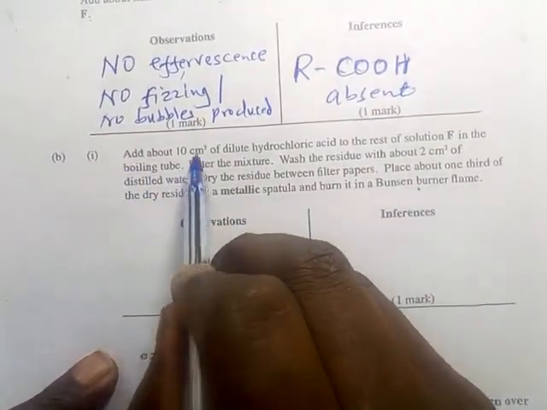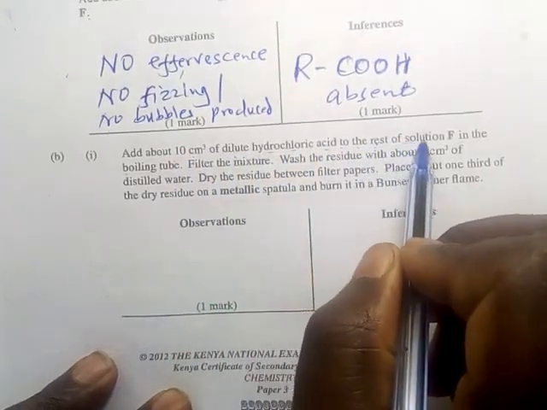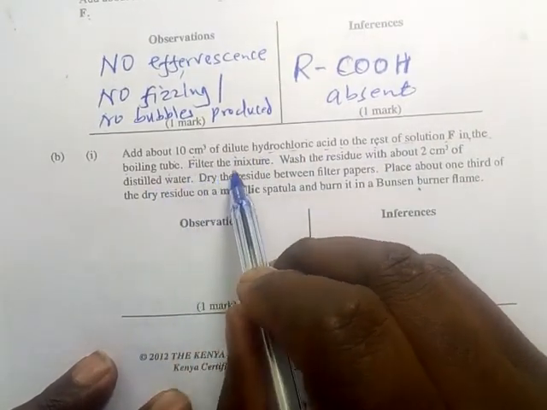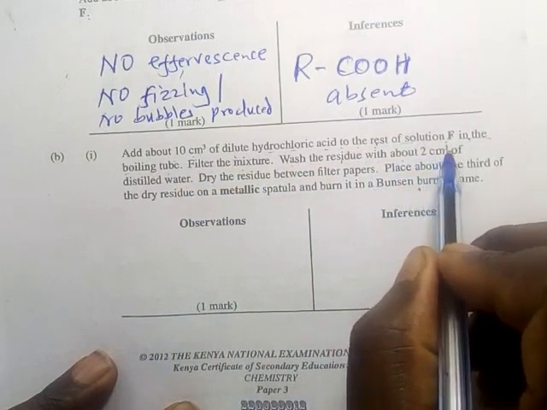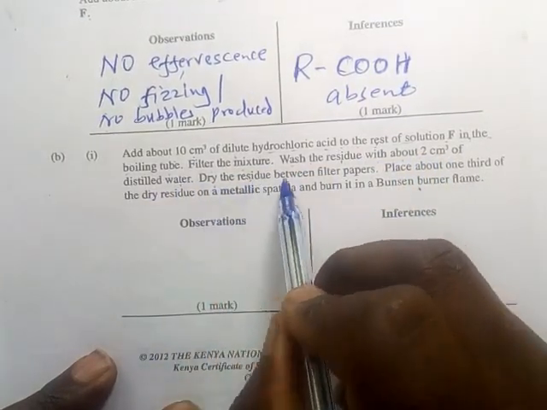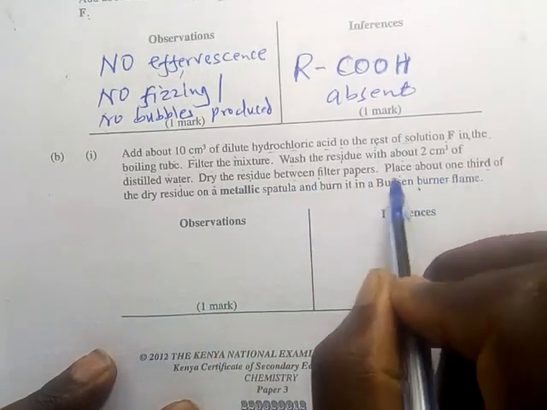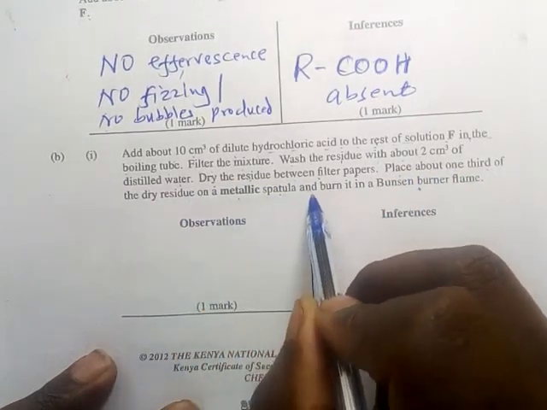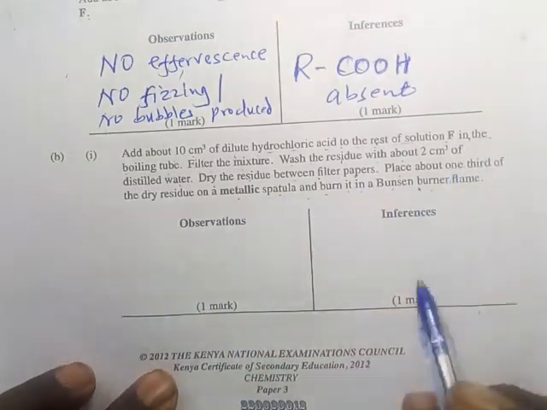Add about 10 centimeters cube of the dilute hydrochloric acid to the rest of solution F in the boiling tube. Filter the mixture. Wash the residue with about 2 centimeters cube of distilled water. Dry the residue between filter papers. Place about 1/3 of the dry residue on a metallic spatula and burn it in a Bunsen burner flame.